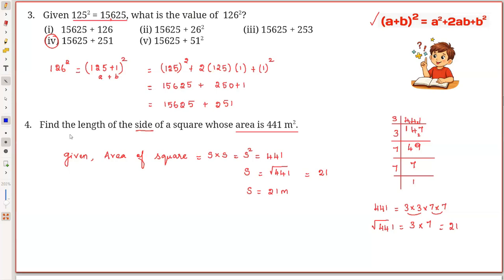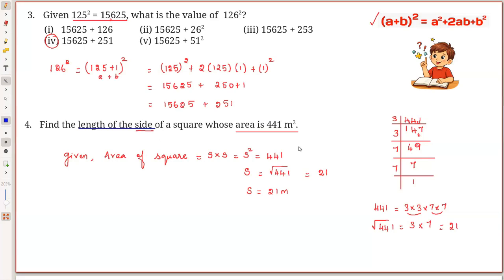So the next one is: find the length of the side of the square. Area is given. Area means side into side, which is 441. They are asking what is the length of its side. That means you have to find the square root of 441. The square root of 441 is 21. Here we used prime factorization.